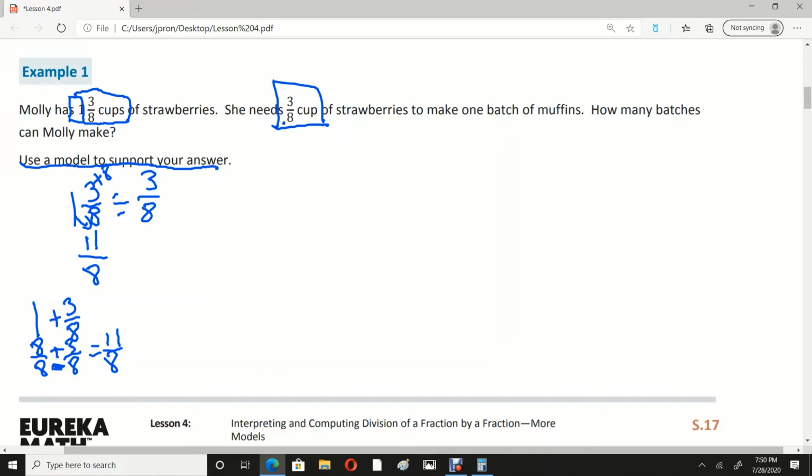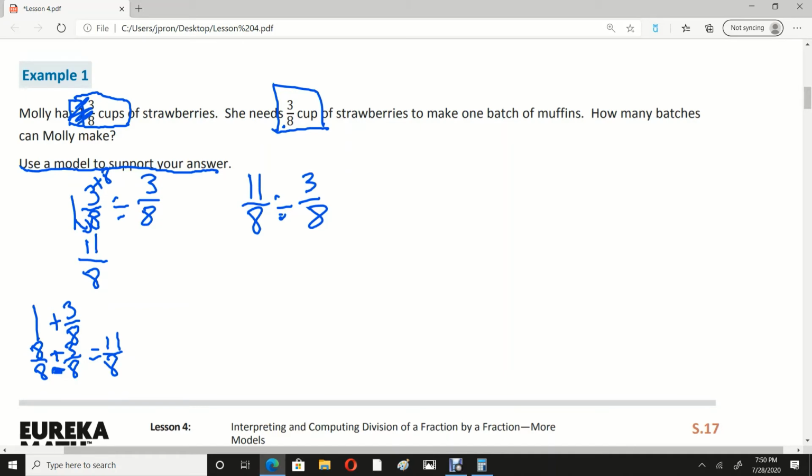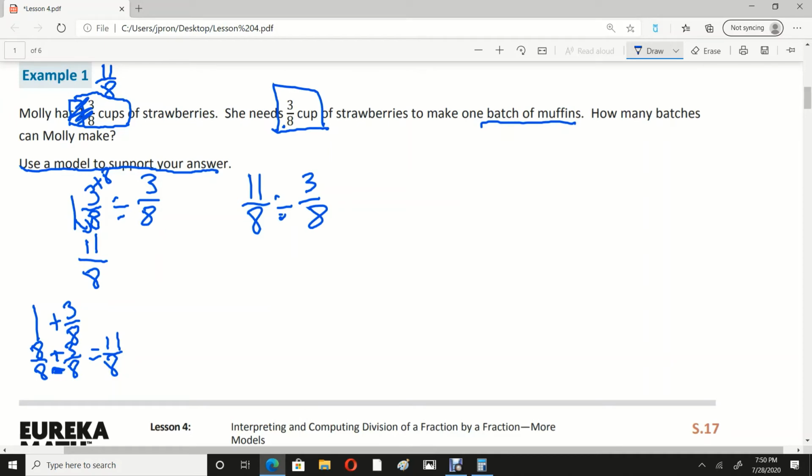So we're going to rewrite this problem right here. 11/8 divided by 3/8. I actually want to go back and read this problem again, having rewritten 1 3/8 as 11/8. So now we know Molly has 11/8 cups of strawberries, and she needs 3/8 cups to make a batch of muffins. So how many 3/8 cups are we going to get out of 11/8?